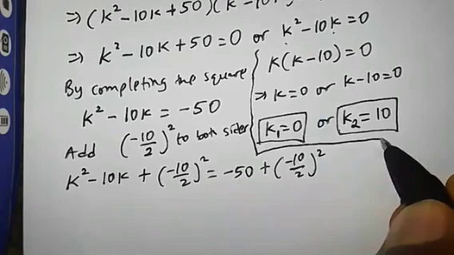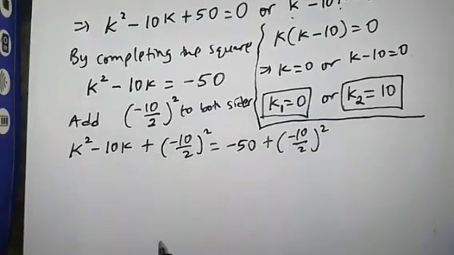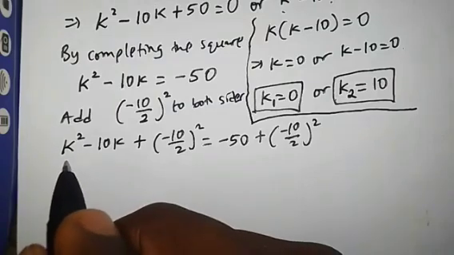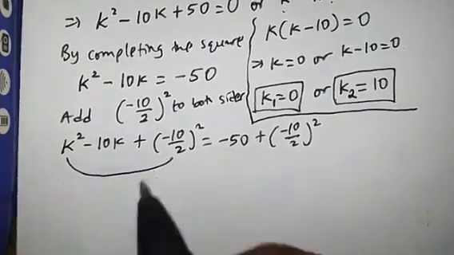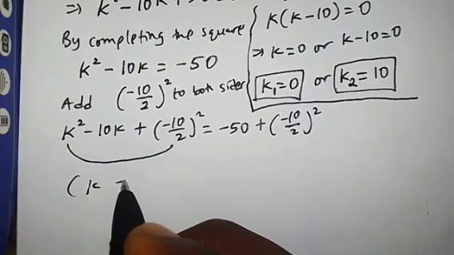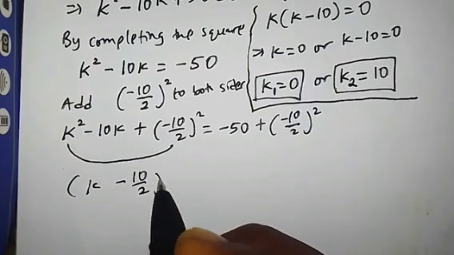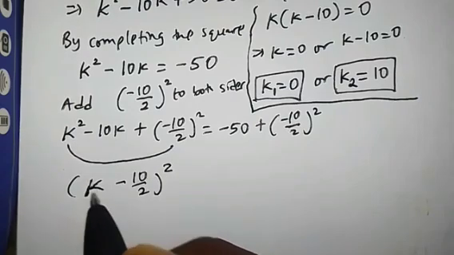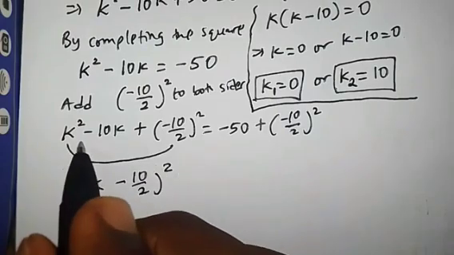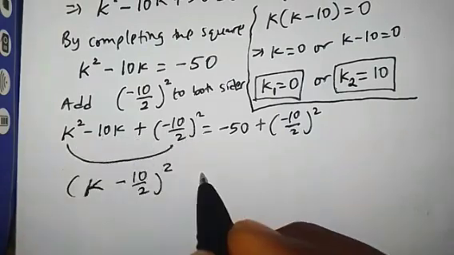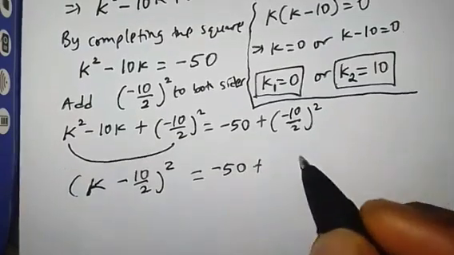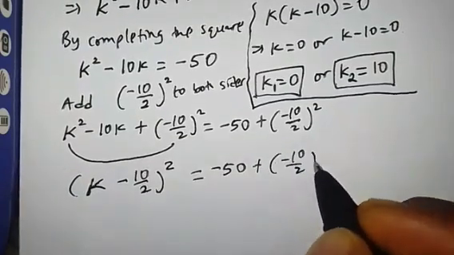Let me separate this very well. Let's proceed further. So let us combine this left hand side. Doing that, we have (k minus 10 divided by 2) all squared. That is, when you expand (k minus 10 over 2) all squared very well, we're going to have all of this left hand side back. This equals minus 50 plus (minus 10 divided by 2) all squared.